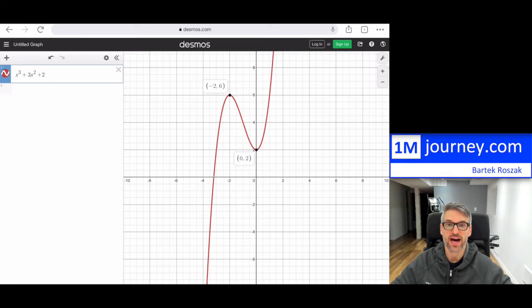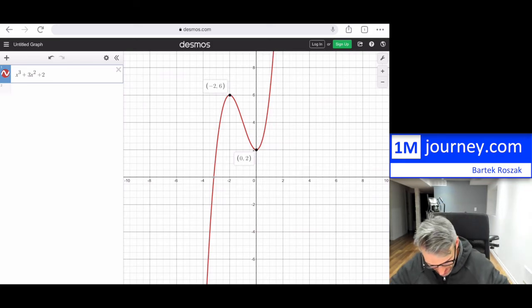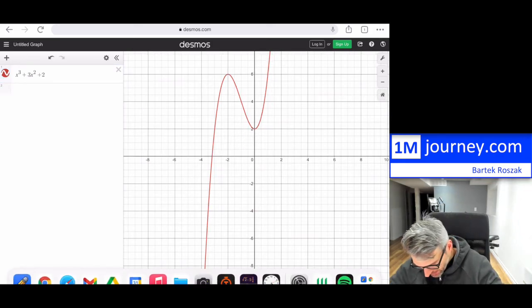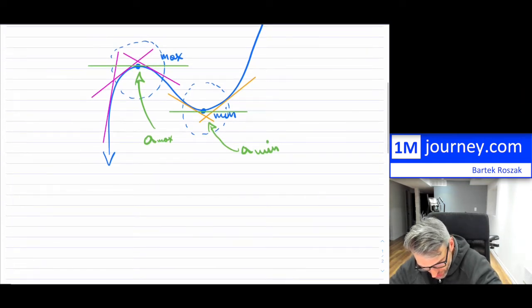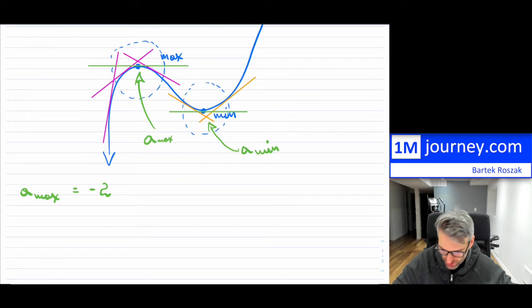So that's what we have, those changes: at -2 and at 0. Now let's go back in here and pick one of them, and then you can try the other one. For example, let's say the max. This happened at -2.